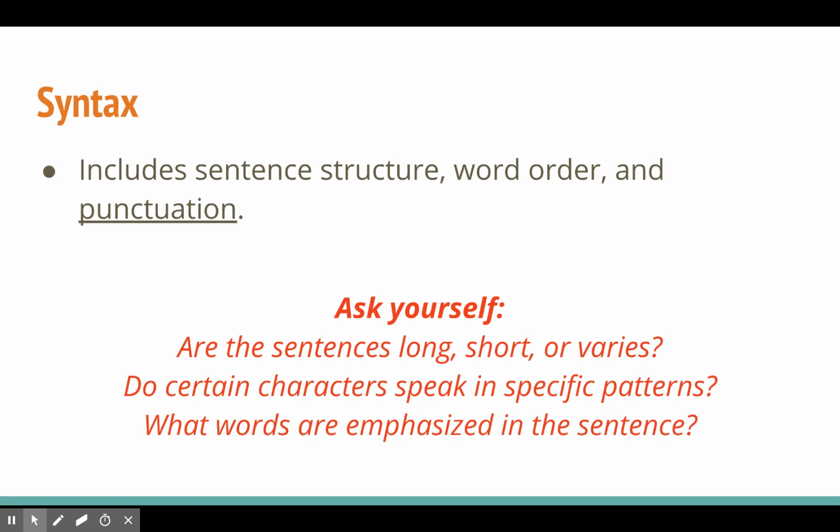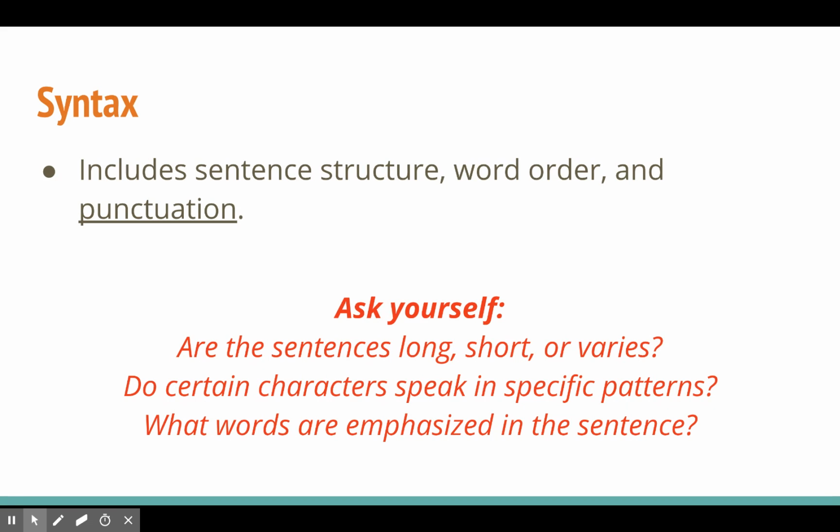Okay, moving on, syntax. This includes sentence structure, word order, and punctuation. And so when we are going to analyze syntax in this class, you want to ask yourself, well, are the sentences long? Are they short? Do they vary? Do certain characters speak in specific patterns? So for example, does one character only speak in questions? Does one character always have exclamation marks at the end of their sentences? The author's trying to tell you something through their punctuation, through syntax.